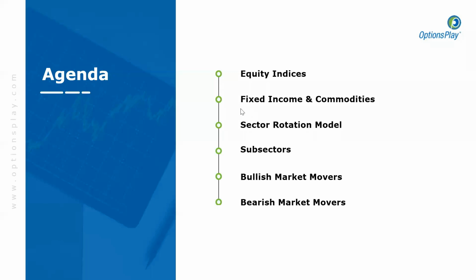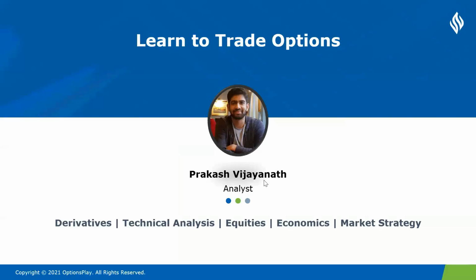Then from there, we'll be moving on to fixed income and commodities. As I said earlier, we've seen lots of volatility in bonds and yields, and there's some interesting price action that I'm seeing. We'll be taking a look at the sector rotational model, highlighting which sectors are outperforming and underperforming the market. Overall, we've had some pretty good sector rotation, so that is healthy for a market rally. We'll also look at some subsectors of interest, and we'll be ending today's session with some bullish and bearish market observations.